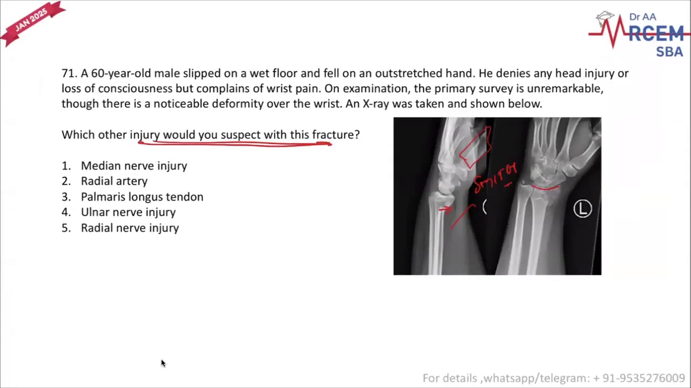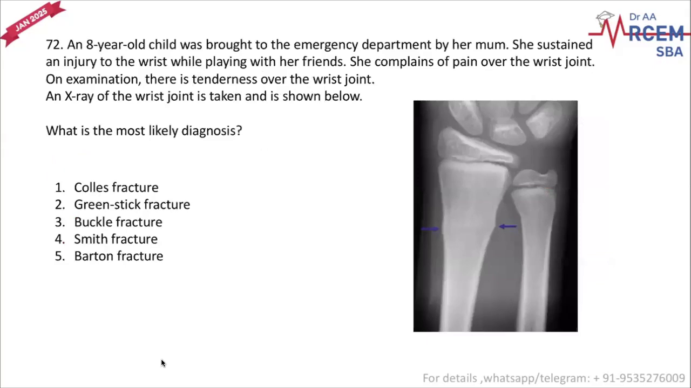Smith fracture can cause median nerve injury. Colles fracture can also lead to a median nerve injury, because Colles fractures are sometimes associated with a lunate dislocation. The other fracture, reverse Barton fracture, can also cause median nerve injury. All those can cause median nerve injury. So the right answer here is the median nerve injury.